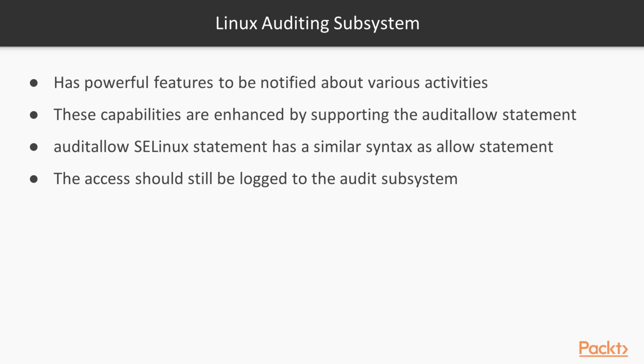Some applications have privileges that we still want to be notified about when they're used. The Linux auditing subsystem has powerful features to be notified about various activities on the system, and SELinux enhances those capabilities by supporting the audit allow statement. The audit allow SELinux statement has a similar syntax as the regular allow statement, but instead of telling SELinux that the access is allowed, it tells SELinux that the access, if allowed, should still be logged to the audit subsystem.